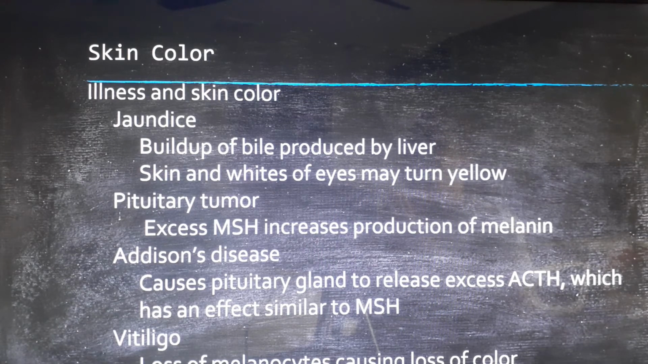Okay, other things that can happen. Jaundice. Jaundice is breakdown of products that are supposed to be broken down by the liver, such as hemoglobin. And when your liver is not able to break down your hemoglobin and other things appropriately, these yellow pigments start accumulating in your eyes and in your skin and give you a yellow appearance.